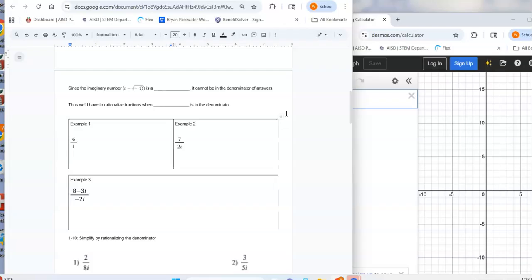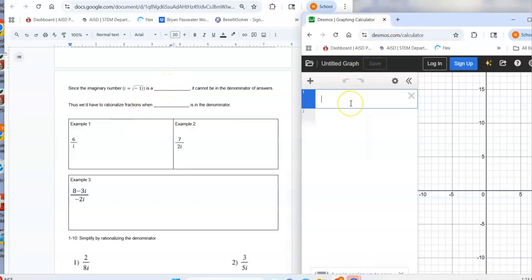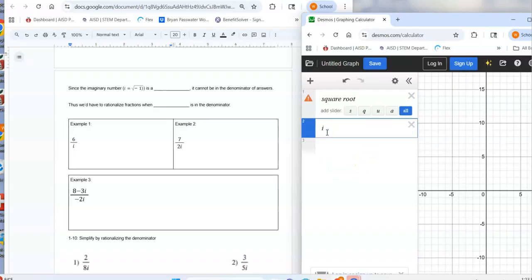Okay, so here's new stuff. Since the imaginary number is the square root of -1, it is a root, or a square root. It cannot be in the denominator of answers. Thus, we have to rationalize a fraction when i, the imaginary number, is in the denominator. So let me show how to do that.